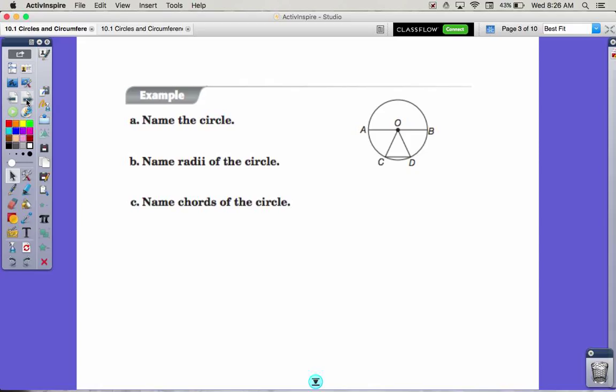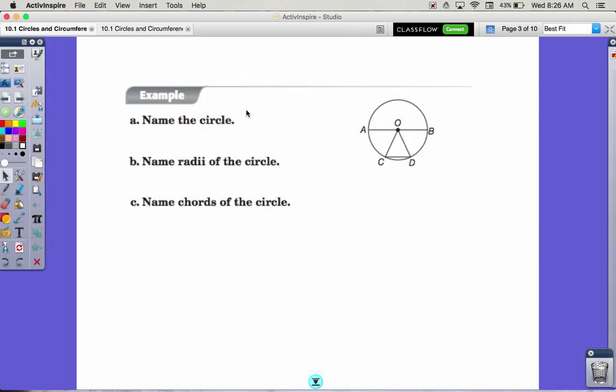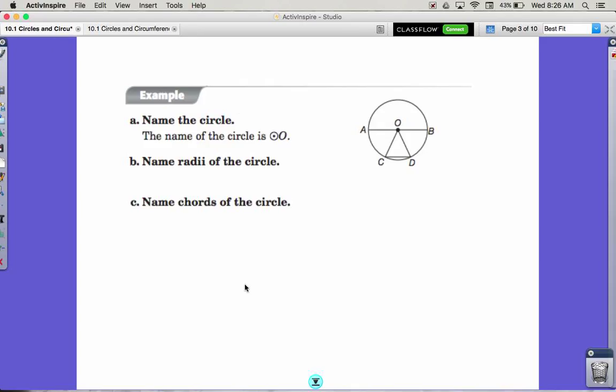So here's an example. They ask us to name the circle. So in order to name a circle, you're actually just going to use your center point. So this circle's name is circle O. So it says to name the radii of the circle. So this is any segment that starts at the center and has an endpoint on the edge of the circle. So those are going to be AO, BO, CO, and DO. And name chords of the circle, and the chords are going to be AB, which is also your diameter, and CD, which just has 2 endpoints on the circle.